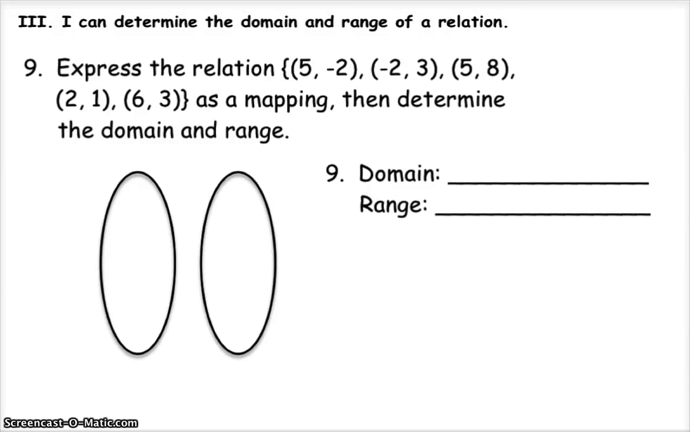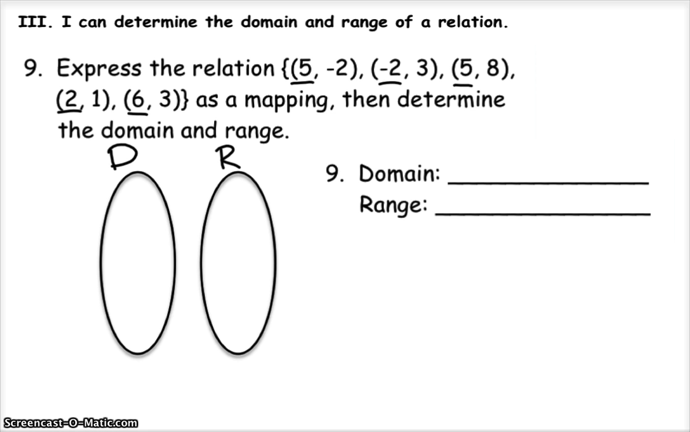Number 9 asks us to express the following relation as a mapping and then determine the domain and the range. First thing for our mapping, our domain or our x's are going to be here, and our range or our y's are going to be on the right side. Our domain terms are all the x values. So we have a 5, a -2, another 5, a 2, and a 6.